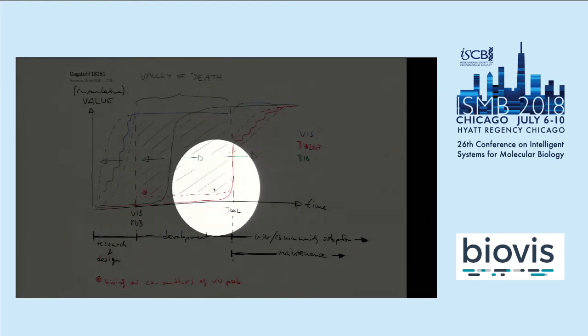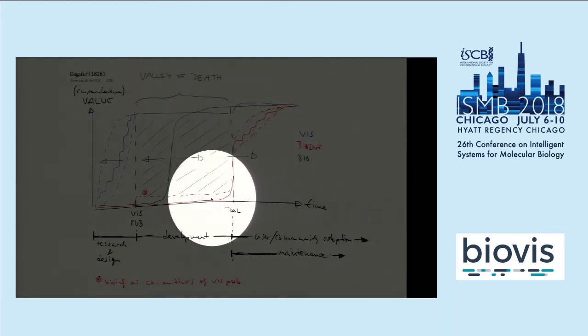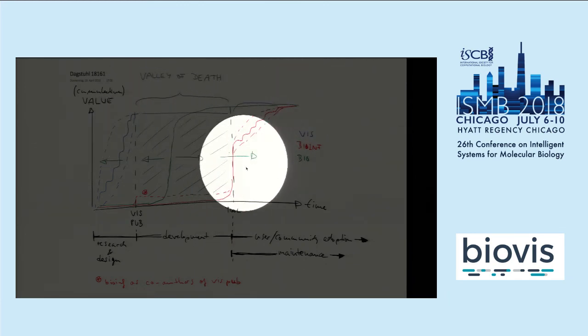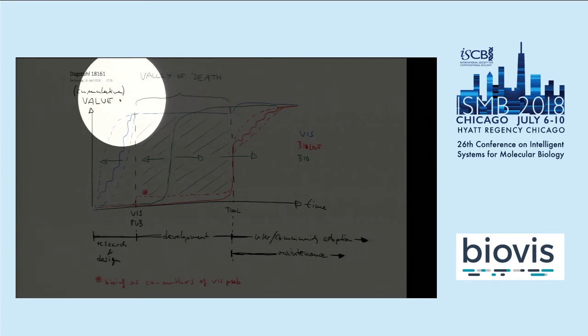So this is the problem, right? Here is the Viz researcher gaining a lot of value, and here is the bioinformatics person gaining value. And this thing in between is what we call the valley of death. It's where a lot of these projects die because they're simply not useful as prototypes. You want a proper tool.